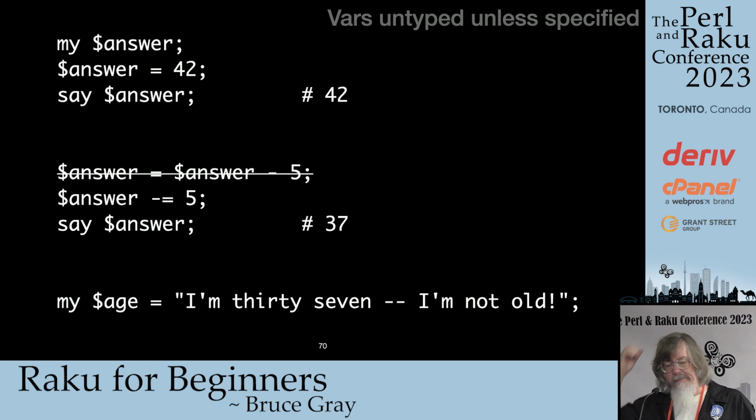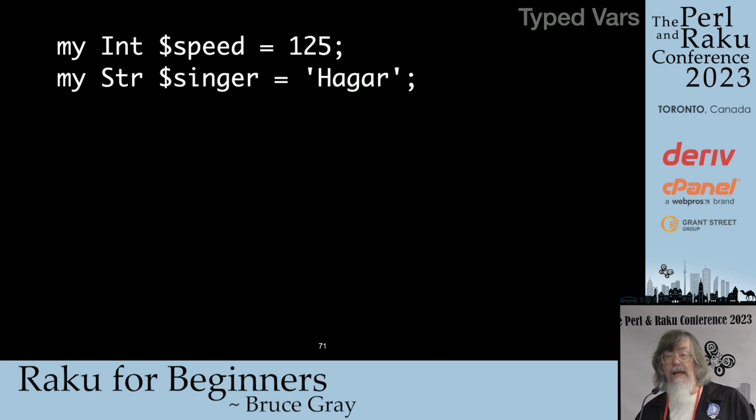Notice that answer and age are declared the same, but they hold different types, right? Answer has an integer in it. Age has a string in it. You can put anything into a scalar unless you have declared it to have a type, and then it's restricted to that type. We declare by putting the type in between the my and the $ sign, or the sigil.